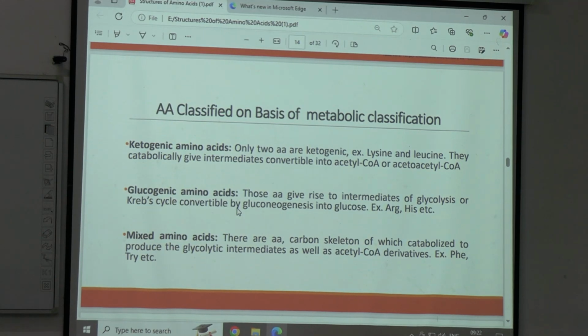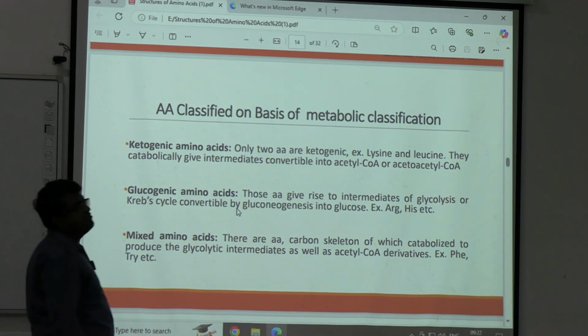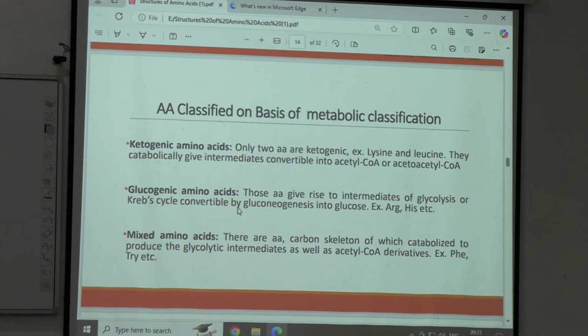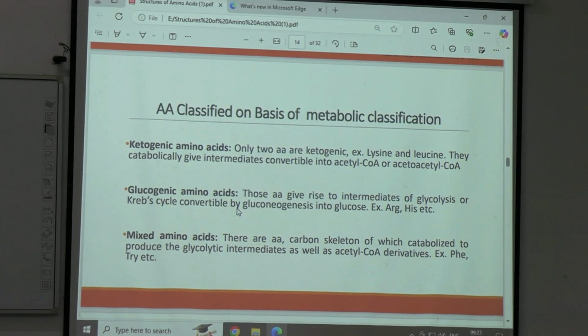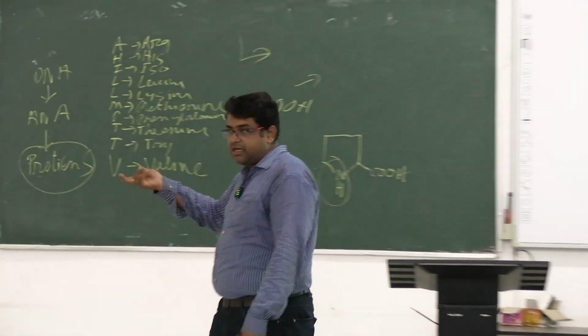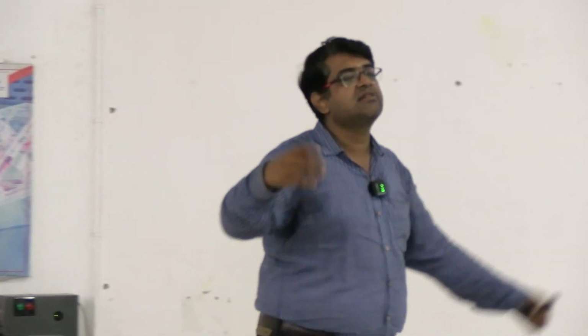Ketogenic amino acids, remember lysine and leucine. LL. Keto L. Ketogenic are lysine and leucine. Glucogenic are arginine and histidine, both being basic amino acids. And the rest at rest. So, in order to answer this question, you need only remember one thing. LL, lysine and leucine are your ketogenic, arginine and histidine, both basic amino acids, are your glucogenic, and the rest give both.